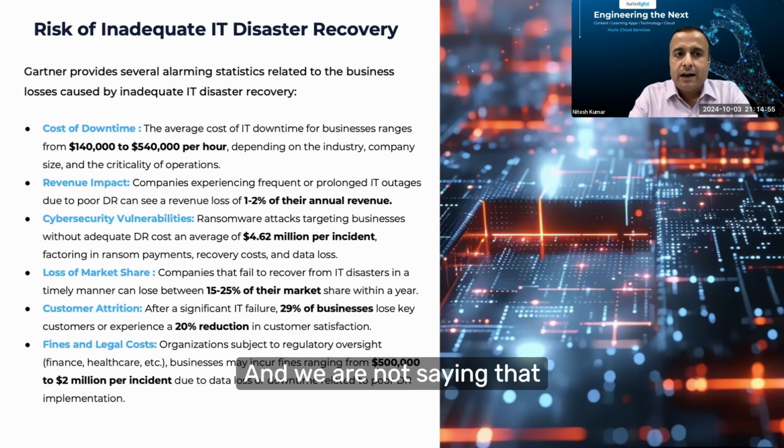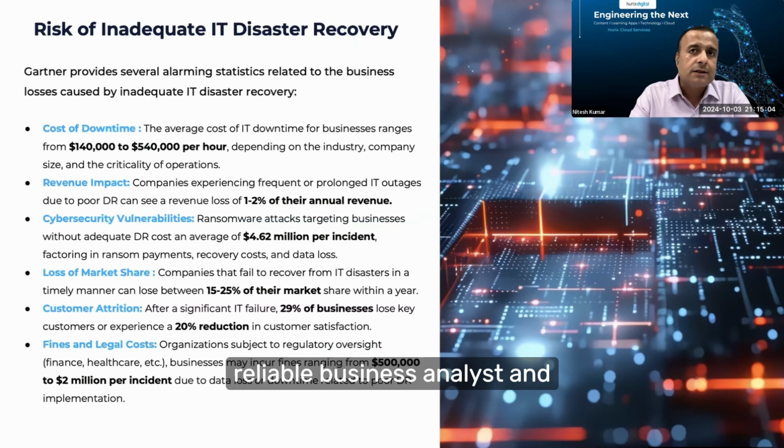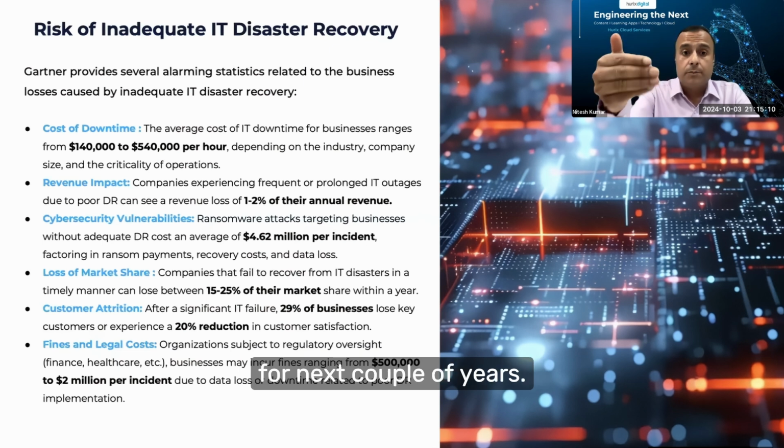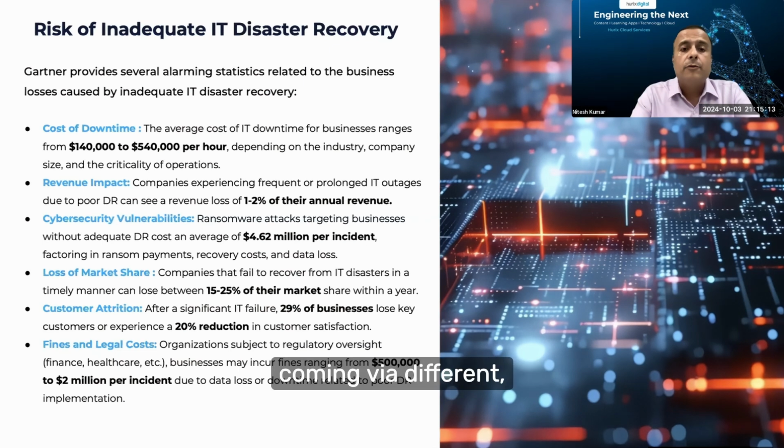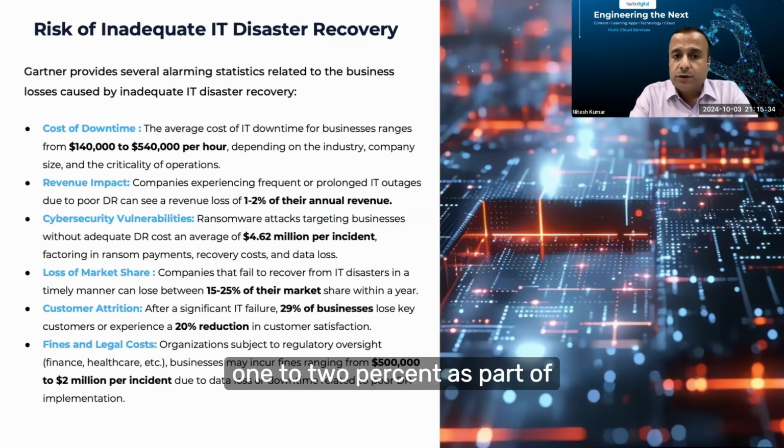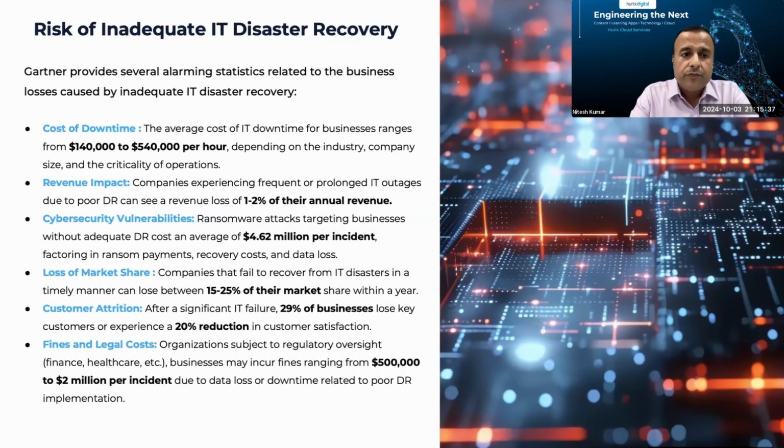And we are not saying that. These statistics are coming from Gartner, and we all know Gartner is a reliable business analyst, and their reports and forecasts set the tone of businesses for the next couple of years. So all these forecasts are coming via different reports from Gartner. The second risk, because of an inadequate disaster recovery site, is revenue impact. Whenever there are outages across the year, a business organization is supposed to have a flat revenue loss of 1 to 2% of their annual revenue.